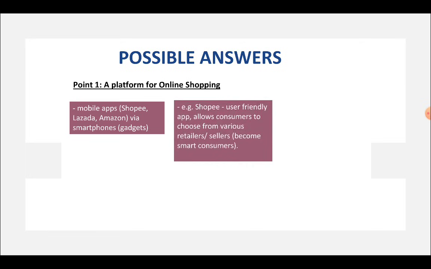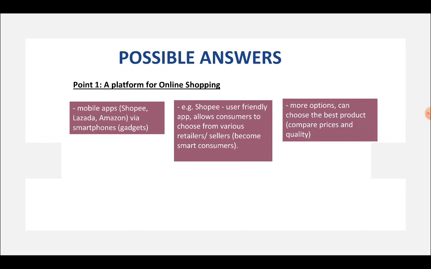So we chose Shopee. It is a user-friendly app which allows consumers to choose from various retailers, and this actually somewhat makes these consumers become smarter. What do you mean by that? Explain further. So we have more options. We can choose the best product by comparing prices and quality. So this is the outline of the possible answer that you can have for this particular point.